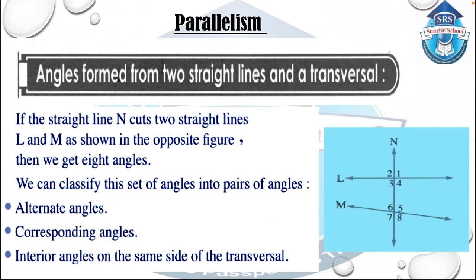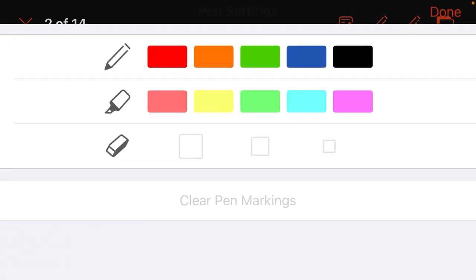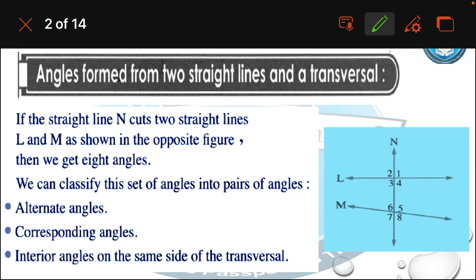What is meant by parallelism? Parallelism deals with angles formed by two straight lines and a transversal. If we have a straight line N cut by two straight lines L and M, like shown in the opposite figure, then we get 8 angles. We can classify them into pairs of angles: alternate angles, corresponding angles, and interior angles.